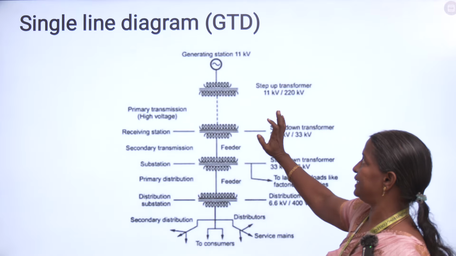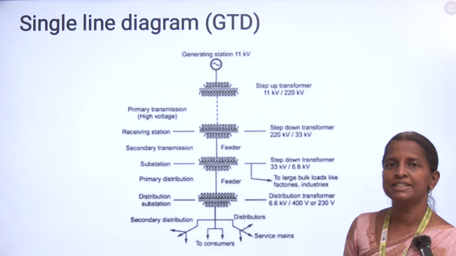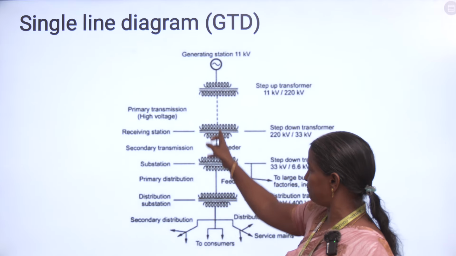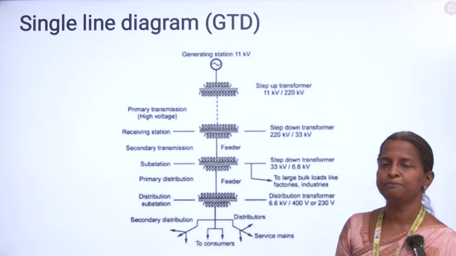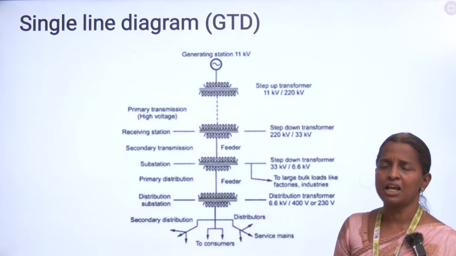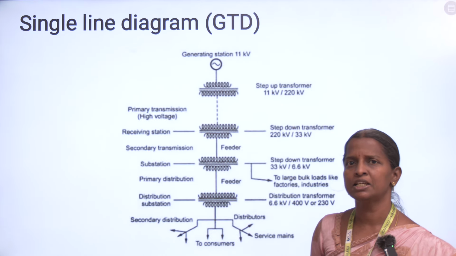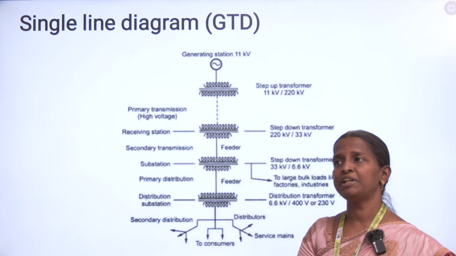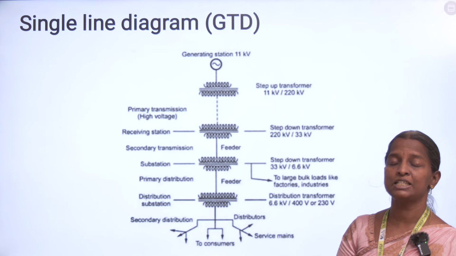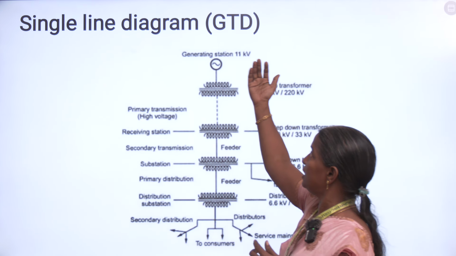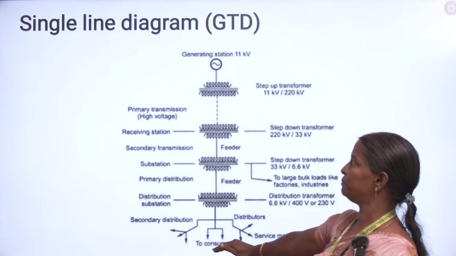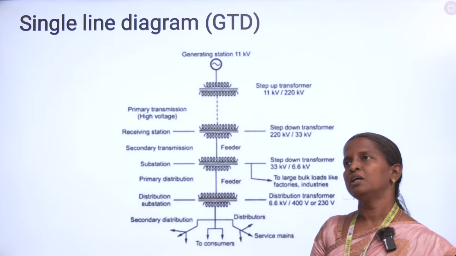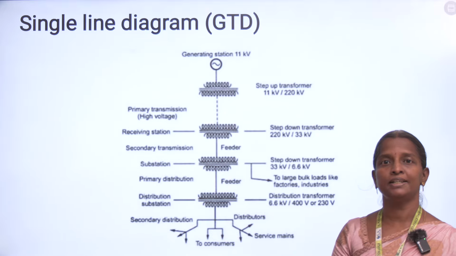This is your generation, that is the first one, and the next one is transmission. Once the power is generated, it will be transmitted to the consumer. Here we have many stages: the primary distribution, secondary distribution, primary transmission, secondary transmission, and also between the generating station and the consumers you will have many substations, because we are going to transmit the voltage over a long distance.